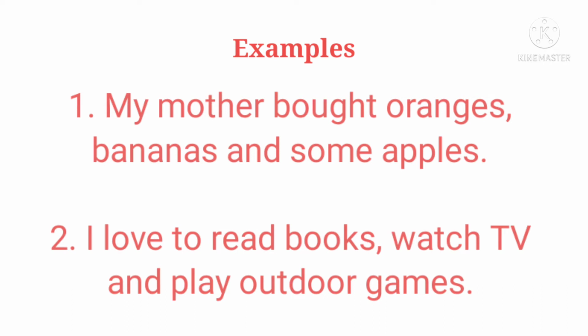So we are putting a comma in order to separate the words, that is orange and banana, because we are not writing and over there. And after banana we are writing and because that is apples. They are the last one in the list. See the next example. I love to read books, watch TV and play outdoor games. Over here we have inserted comma between read books and watch TV. So in order to separate the words in a list, we can use a comma.